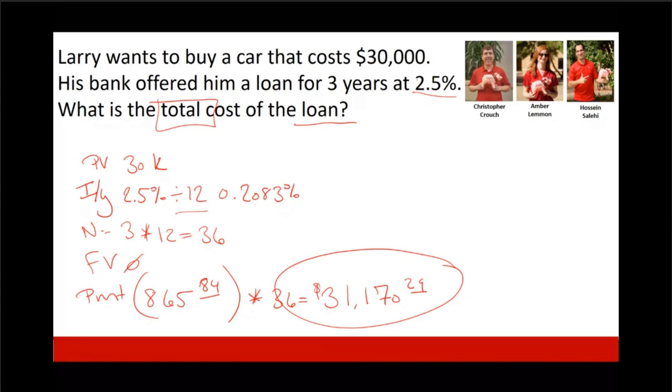Perfect. Now, if we had a down payment here, and this asked for the total cost of the car, we would add the down payment back, right? Okay, but we want to know the total cost of the loan.